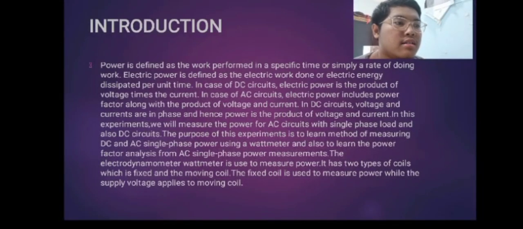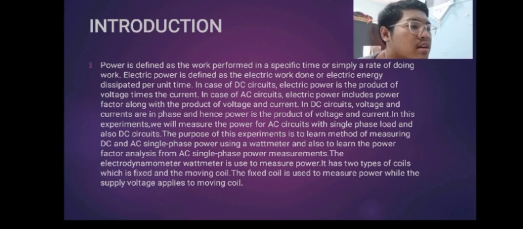Okay, hi. This is the introduction of Lab 6. Power is defined as the work performed in a specific time, or simply the rate of doing work. Electric power is defined as the electric work done or electric energy dissipated per unit time.